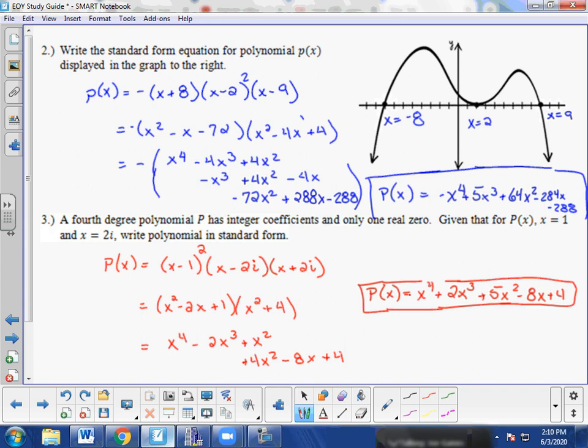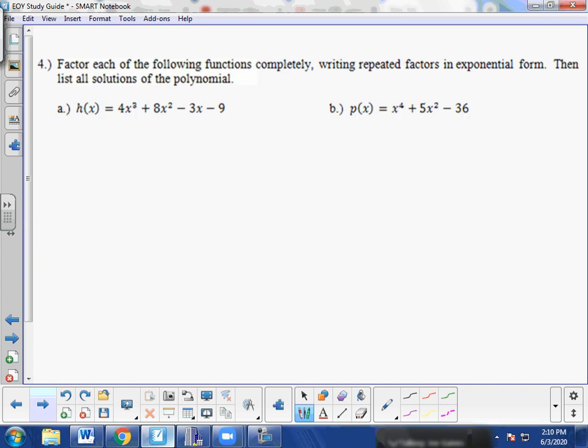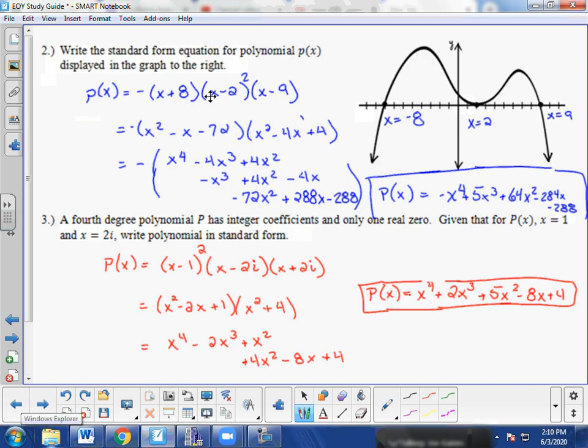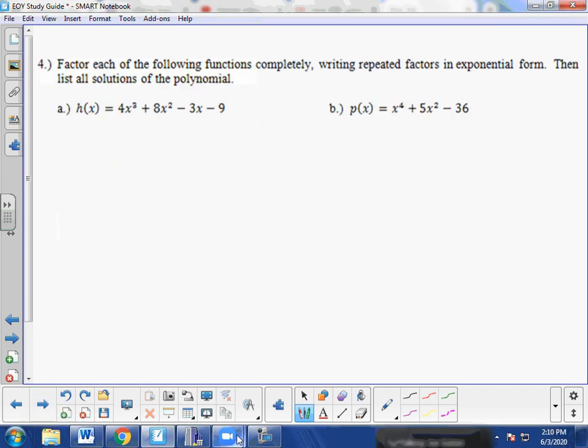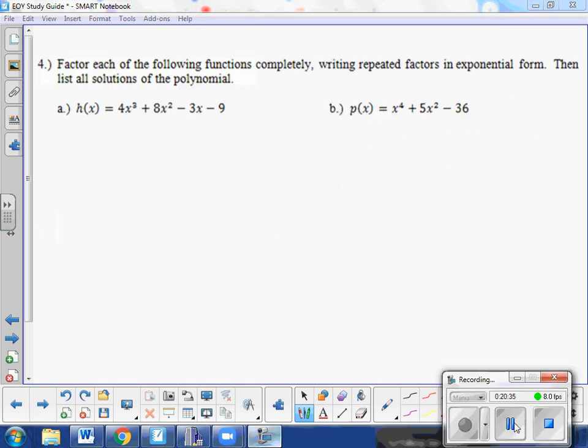Let's go ahead and take a look at the next question, problem number 4, which is finding zeros through factoring. In problem 4, it says factor each of the following functions completely, writing repeated factors in exponential form, then list all solutions of the polynomial. So in the previous problem, basically we took the factors and got to standard form. Now we're given standard form and we want to get to the factors. So we're going the other direction.